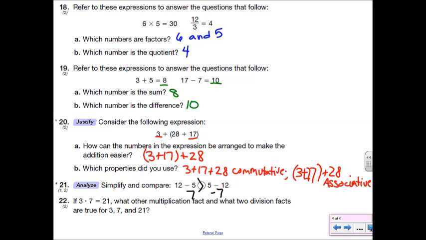Number 22, if 3 times 7 is 21, what other multiplication fact and what 2 division facts are true for 3, 7, and 21? So we reorder the 3 and the 7, and we come up with 7 times 3 equals 21. And then we can divide the product by one of the factors. So 21 divided by 3 equals 7. 21 divided by 7 equals 3.